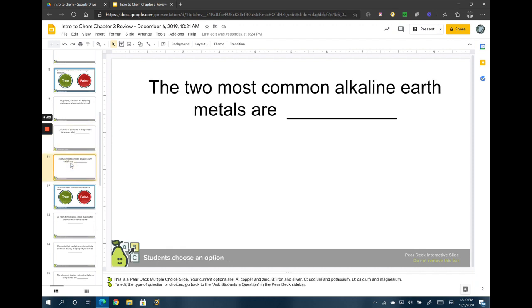The two most common alkaline earth metals are, and we may not have discussed this very clearly in any of our discussions, but it was in the book and it might have been a question on one of your worksheets. The two most common alkaline earth metals are copper and zinc, iron and silver, sodium and potassium, or calcium and magnesium. The correct answer is D, calcium and magnesium. Those are the two most common alkaline earth metals.